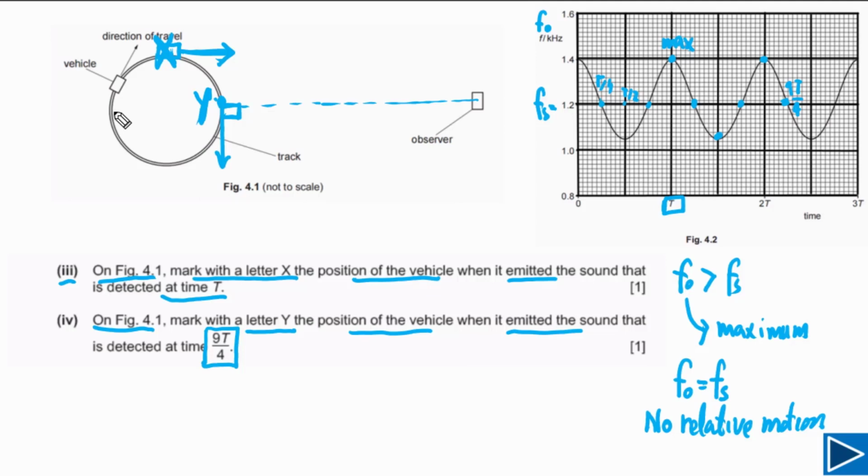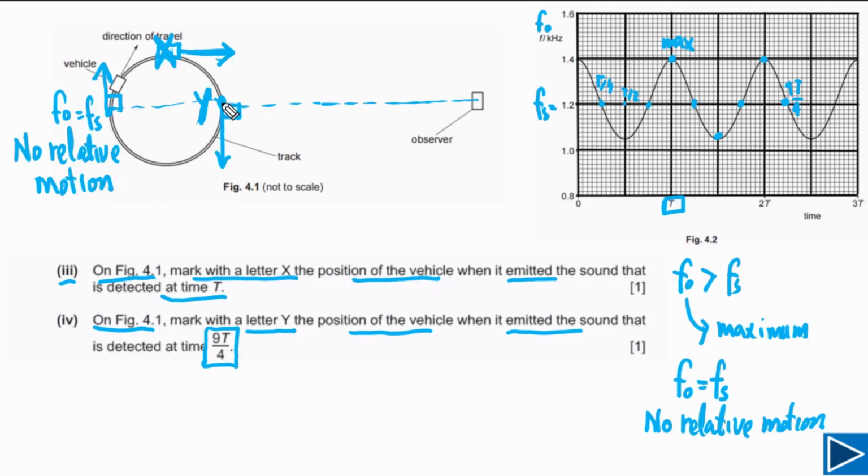You can also understand why this is not. If you look at this point, for example, you can also join this one. You see, when the vehicle is moving this way, the angle between source and observer is also 90 degrees, and there is no relative motion. So at this point the observed frequency also will be equal to the frequency of the source. So here is also no relative motion. Observed frequency is equal to the frequency of the sound produced by the source.